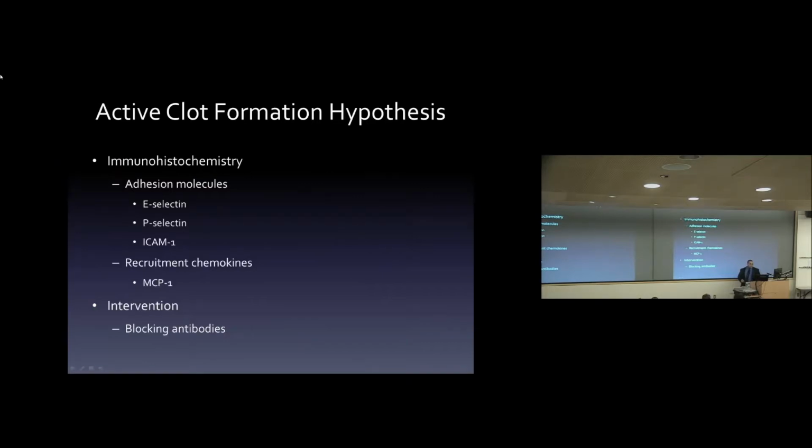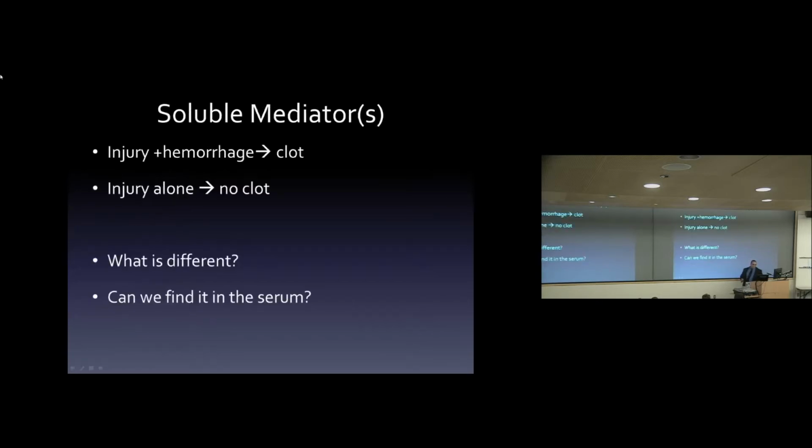So what are we going to be looking for? Well, we're going to set up that experiment. We're going to see what we see. We're going to do immunohistochemistry. We're going to look for some of the known culprits, some of the adhesion molecules that we know, some of the chemokines that we know. And then should we find those, we can do blocking antibodies. However, it may be a little bit more complicated than that. And I'm going to get back to that because I think one of my slides is out of order here.